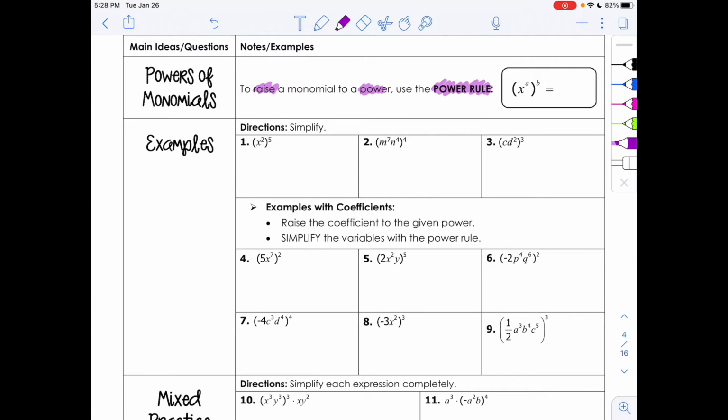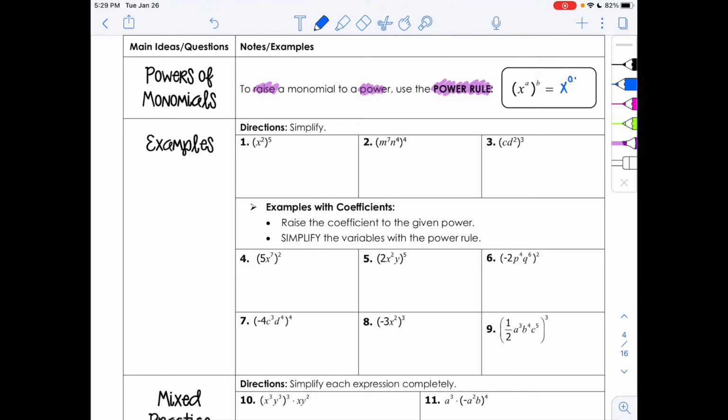So first, what the power rule looks like is, when you have the power rule, you're definitely going to have parentheses. So you're going to have an expression inside that parentheses. That expression may or may not have an exponent, but then you're also going to have an exponent out here. So when you see that set of parentheses and you see the exponent on the outside and inside, or maybe just on the outside, you know you need to apply the power rule. And what the power rule states is, again, just like before, your base is going to stay the same. But then what you're going to do with your exponents is you're going to multiply them.